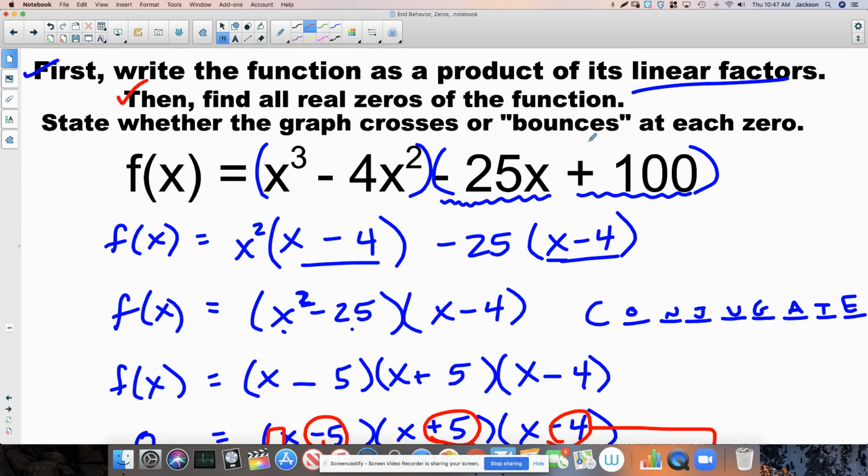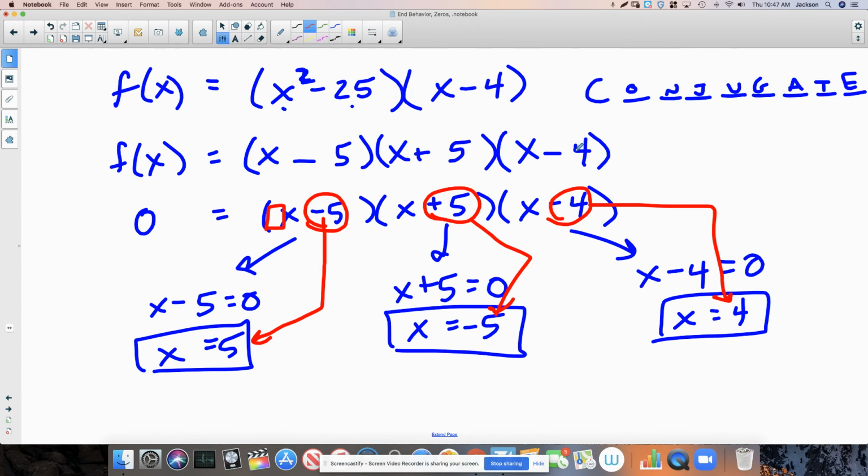Then state whether the graph crosses or bounces at each 0. This is related to the concept of multiplicity. When we're identifying multiplicity, we look at the exponent level. Are any of these factors or any of these zeros showing up more than once? No, they are not. We have 5 showing up here, -5 showing up here, +4 showing up here. So that would mean we're crossing the x-axis here, here, and at 4 as well.